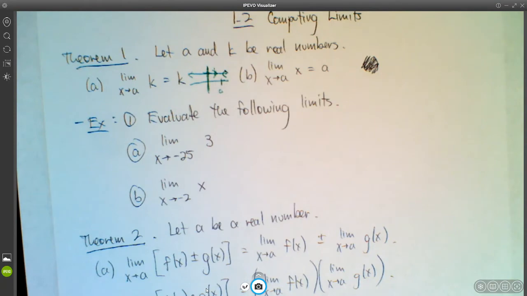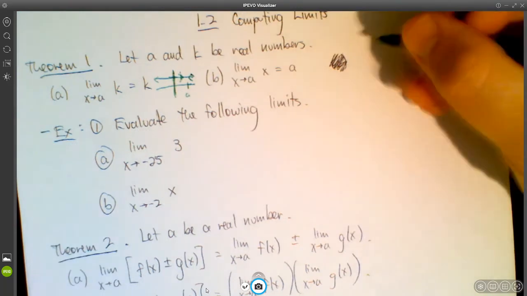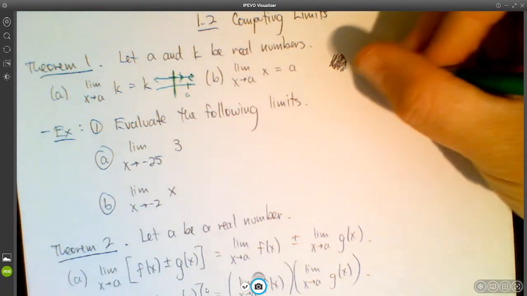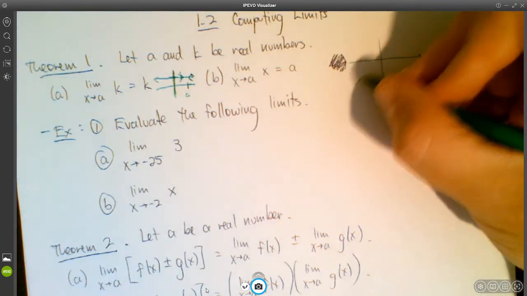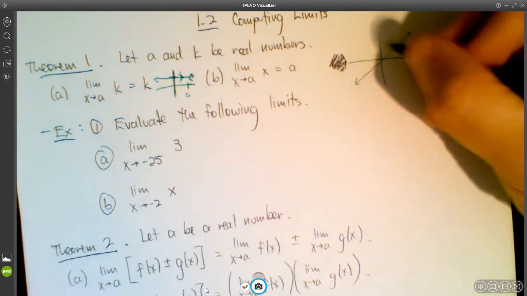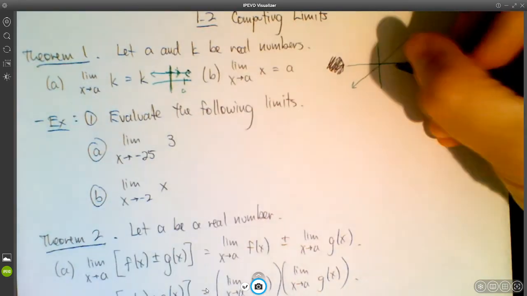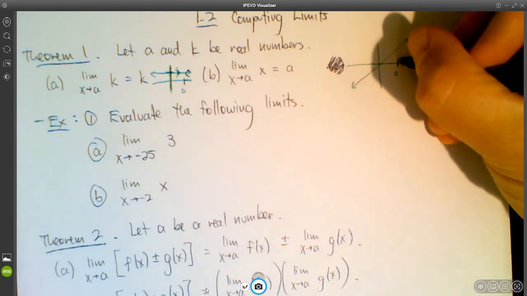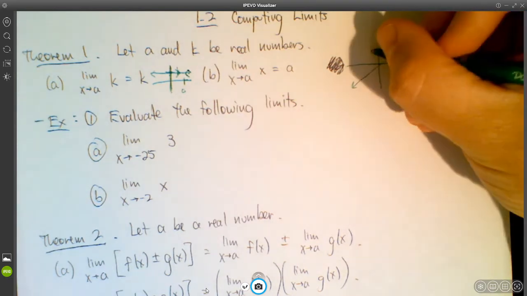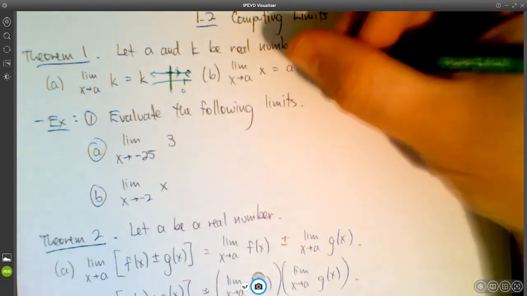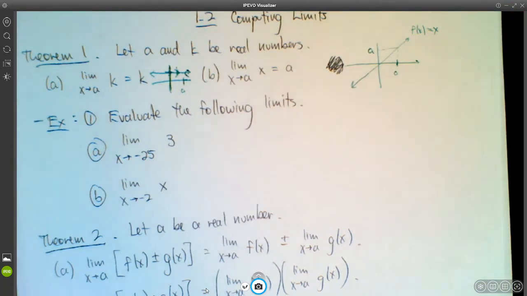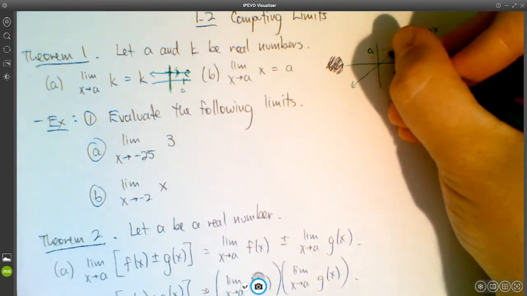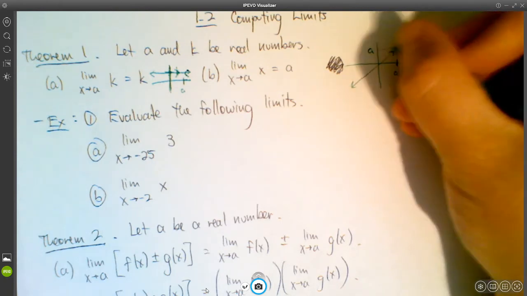And the second one says that the limit as x approaches a of x equals a. And that should also be fairly intuitively clear. For the second case, the function you're interested in is just f of x equals x, which is this straight line right here. It's just the identity. So if this is a, then this also has to be a. If the input is a, the output is a, because it's just the function f of x equals x. So if the input is a, then the output is a, and so the limit as x approaches a of x is of course just going to be a.